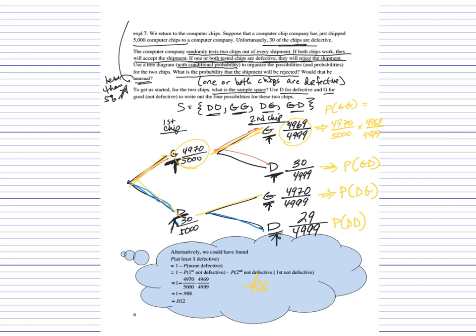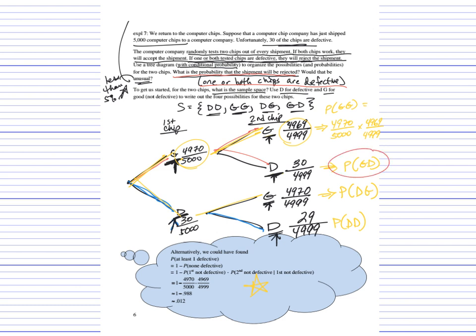There is an alternative way of finding the probability that we're after. Now, let's go back to the question itself. It says, what's the probability that the shipment will be rejected? One or both chips are defective. Okay, well, what is that?